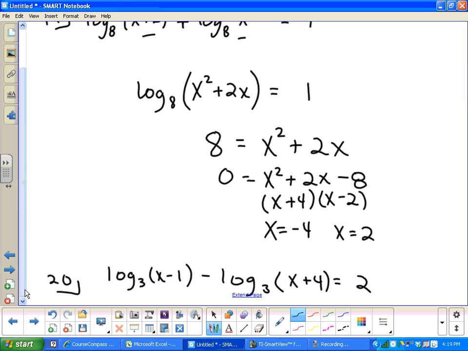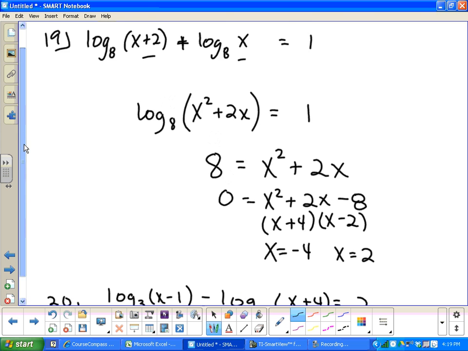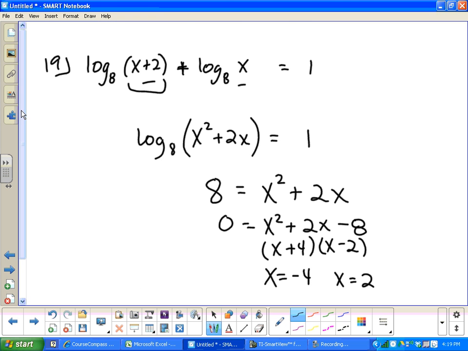Now I need to check my solutions. Remember, if I take a logarithm of something, that value has to be positive. So let's go back to x plus 2 there. If x is -4, then -4 plus 2 is going to give me a -2. And so that would put me taking the logarithm of something that's negative, and I can't do that. So -4 is extraneous. I'll cross that one out. Now 2 is going to be okay. 2 and 2 there will give me 4, and then that would be a nice +2. So as long as I'm taking the logarithm of something that is positive, then that solution is okay. Otherwise, that solution would be extraneous.